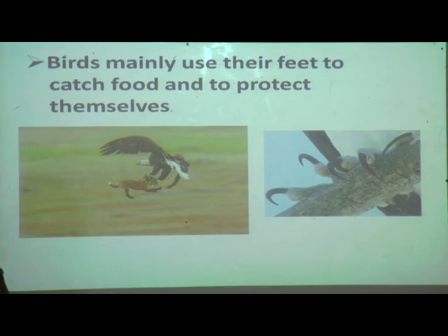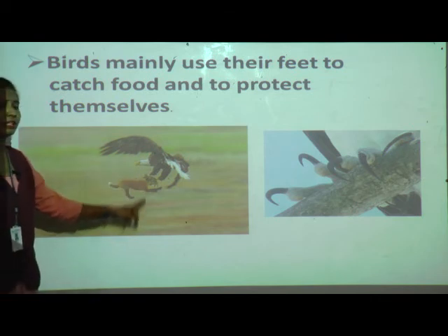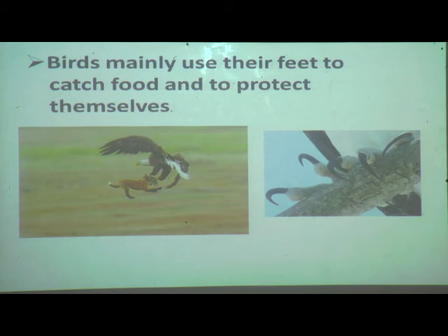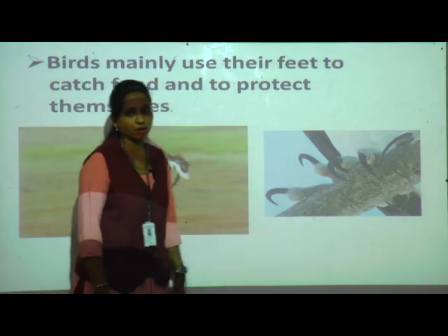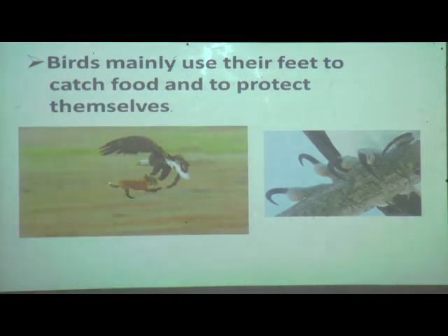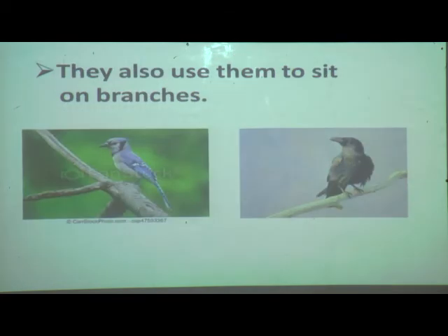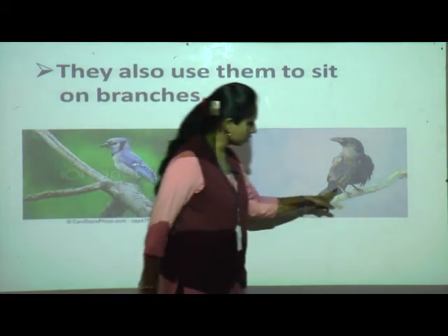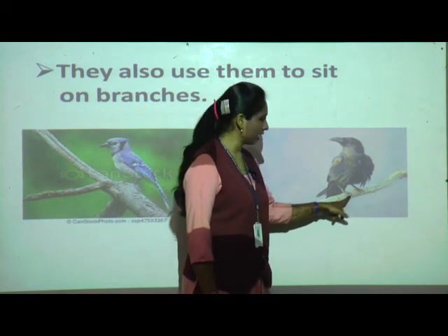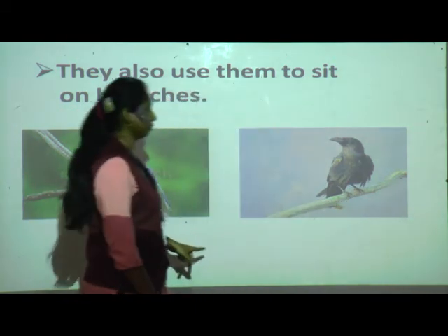Isn't it? Now, with the help of feet only, if somebody is doing anything to the bird, what will they do? They will scratch them with their claws. See, they have very sharp claws. Some birds have very sharp claws to protect themselves. Okay. Now, they also use them to sit on the branch. What will they use to sit on the branch? Feet. Isn't it? Can you see here how the bird is sitting on the branch? With the help of feet only.